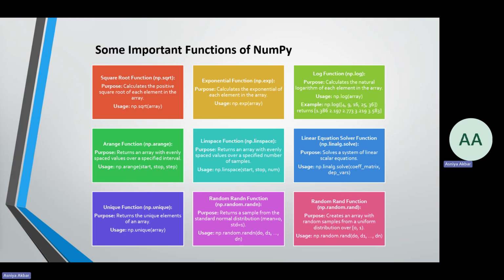The first NumPy function that we are going to be looking at is called the square root function. The square root function helps you to calculate the positive square root of each element in the array. The syntax of it is going to be numpy.sqrt, and then you pass the array inside it. So let's look at the code for the square root function.